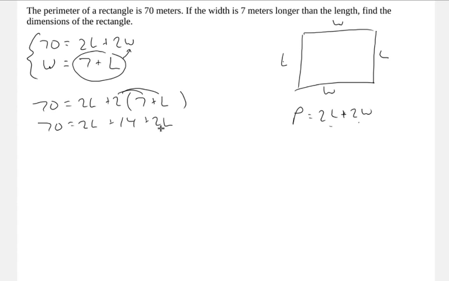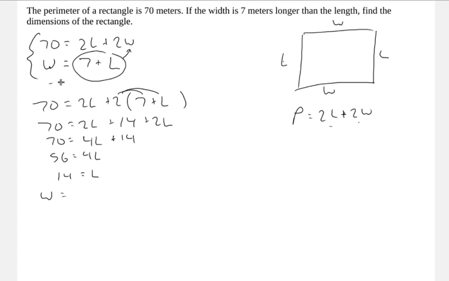Now I can combine like terms. The 2L plus the 2L gives me 4L. So I have 70 equals 4L plus 14. Subtracting 14 from both sides gives me 56 equals 4L. And dividing both sides by 4 gives me, that's not 16, that is 14. Alright, so we have L equals 14.